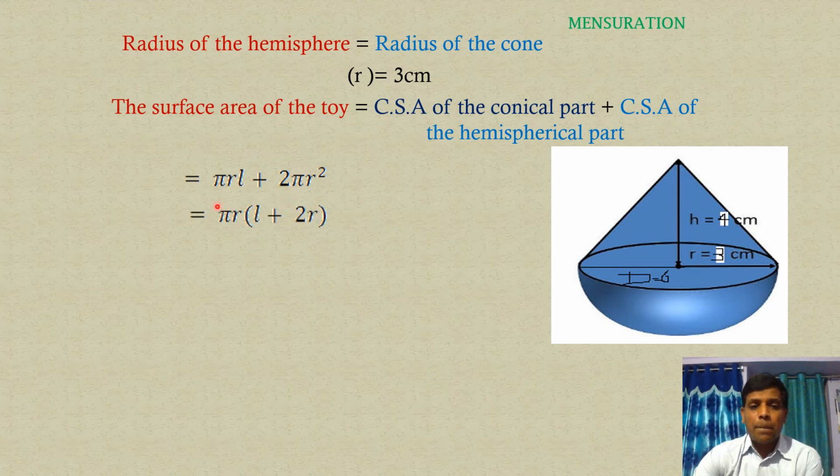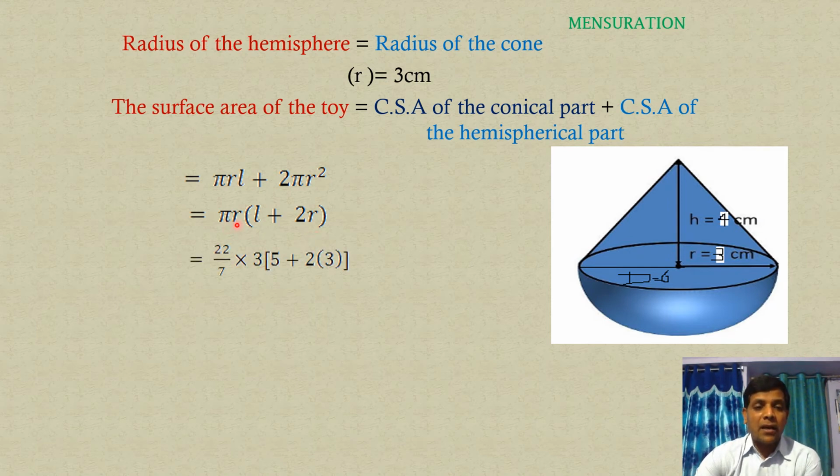Here pi r is a common factor in pi RL plus 2 pi r square. What is the common factor? Pi r. Write down the pi r common factor. After that, the remaining values: L plus 2r. What is the value of pi? 22 by 7. What is the value of r? 3. What is the value of L? 5 centimeters. So, replace the values in the given formula.